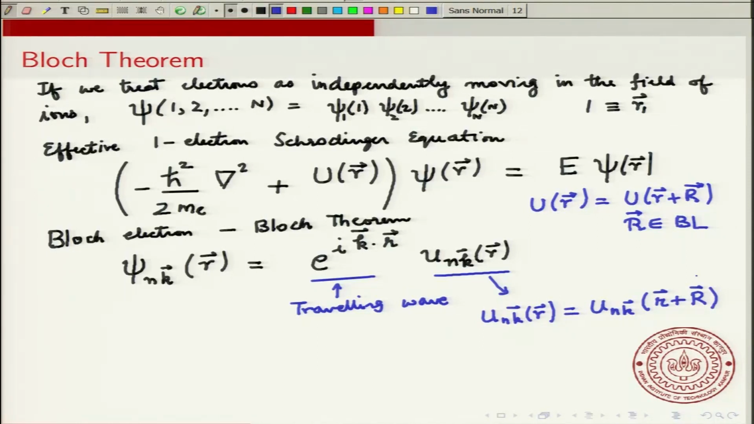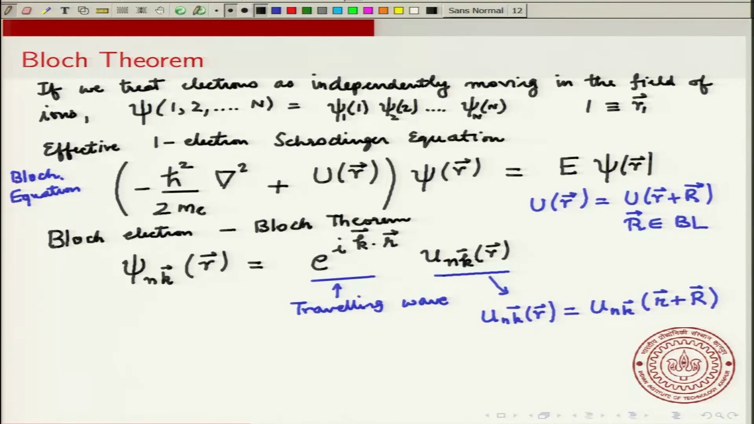So, what it says is that the wave function for these Bloch electrons, with the solution of this equation, is called the Bloch equation. So, the Bloch equation is the effective one electron Schrodinger equation. This Bloch equation and the solution of it according to Bloch theorem can be written as some travelling wave times a periodic function. And there are several solutions, each indexed by this letter n.